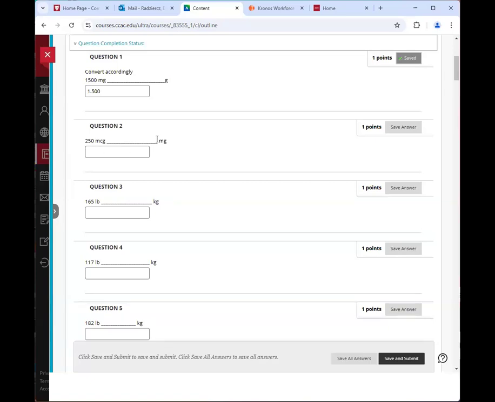Same thing with this one. I'm going from micrograms to milligrams. Milligrams is a bigger unit of measure than micrograms, so that means my number gets smaller. And so I'm going to move 1, 2, 3 places, and my answer should be 0.25. Again, if you want to get this answer wrong, then forget the leading zero and it will get marked wrong. But let's make that one at least correct.